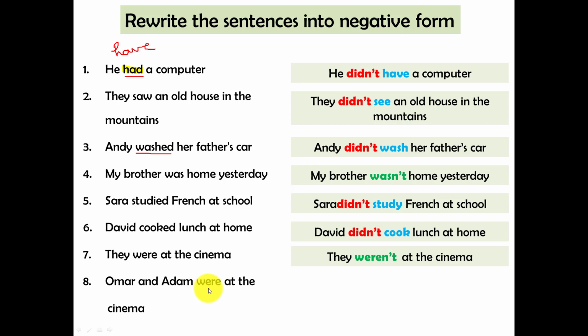We have the verb to be, so weren't. Omar and Adam weren't at the cinema. You see, past simple form is so easy. All we have to do in the negative is to put did plus not and the verb in the base form, which means you don't need to change it.